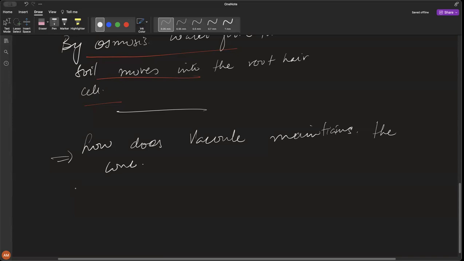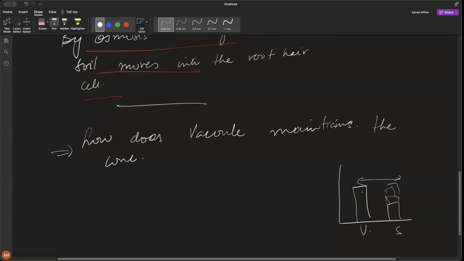So it keeps on absorbing water. Obviously, when a large amount of water comes into the cell sap, into the root hair cell, it is going to become dilute, right? Eventually, if you draw the diagram, you will see the gradient between the vacuole and the soil would gradually die out, right? And the movement of water is going to eventually stop.